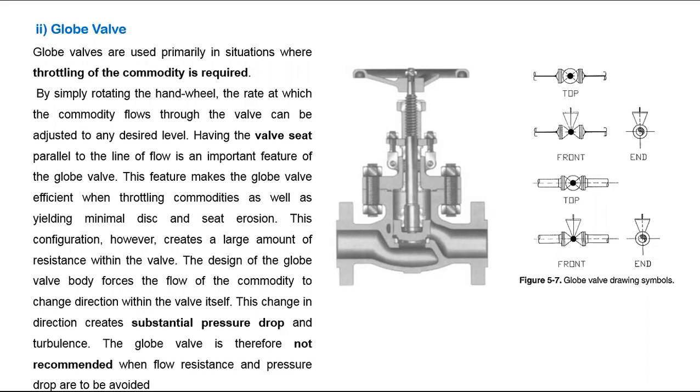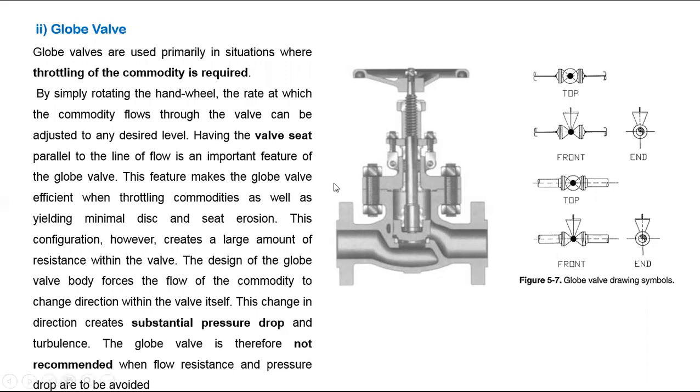The design of the globe valve body forces the flow of the commodity to change direction within the valve itself. This change in direction creates substantial pressure drop and turbulence. The globe valve is therefore not recommended when flow restriction and pressure drop are to be avoided.